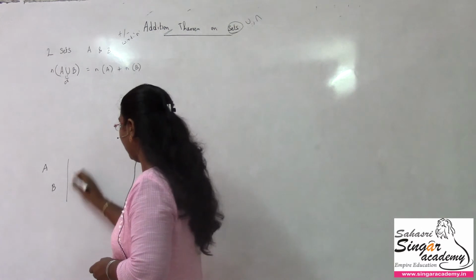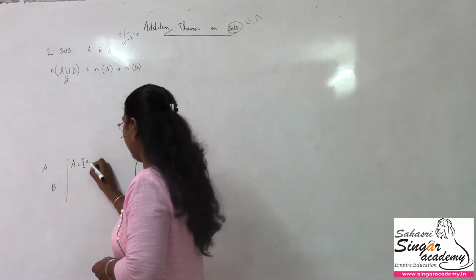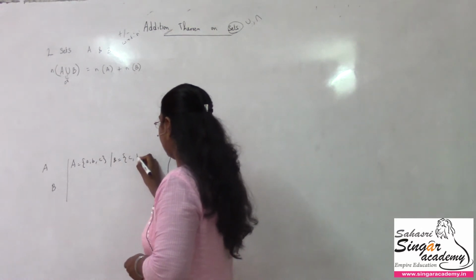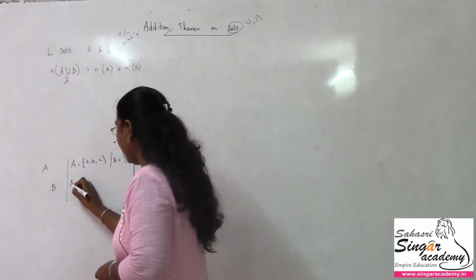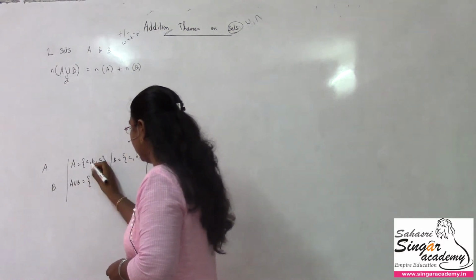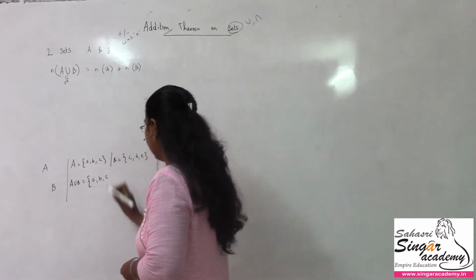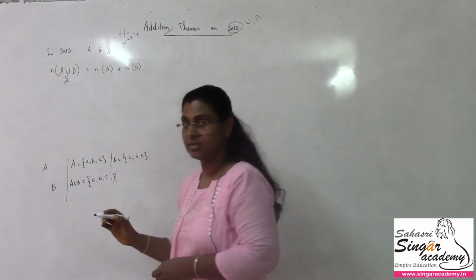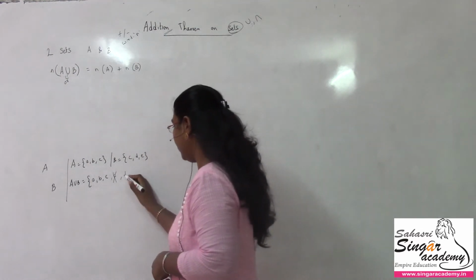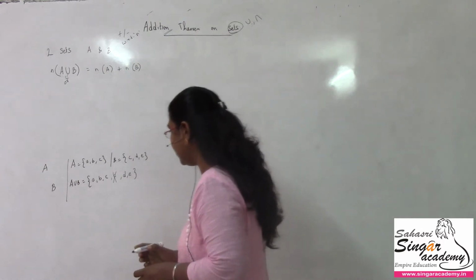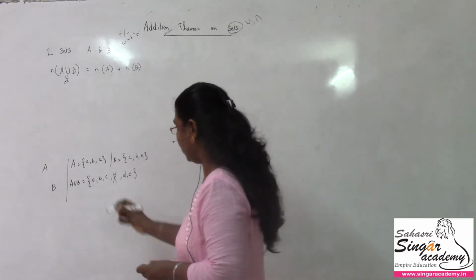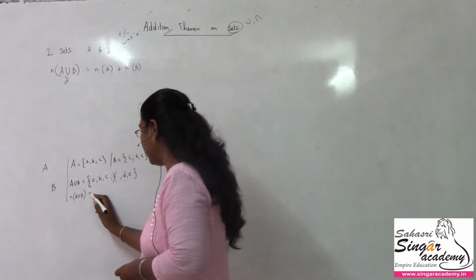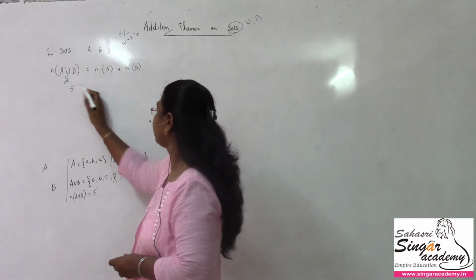For example, let me have A as A, B and C, and B as C, D and E. When I write A union B, I find that A comes, B comes, C comes, and with respect to B, C is already there. I'll not be repeating C both the times. Only one vaati ezhudhana podum. And E and D. So A, B, C, D and E. So if I check here, 1, 2, 3, 4, 5. So n of A union B is equal to 5. So let me write it here, 5.